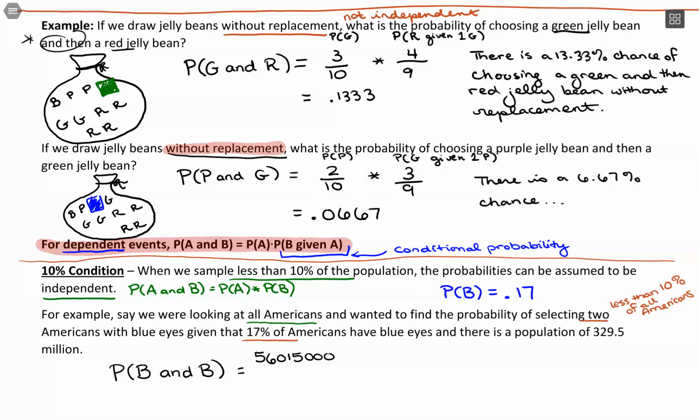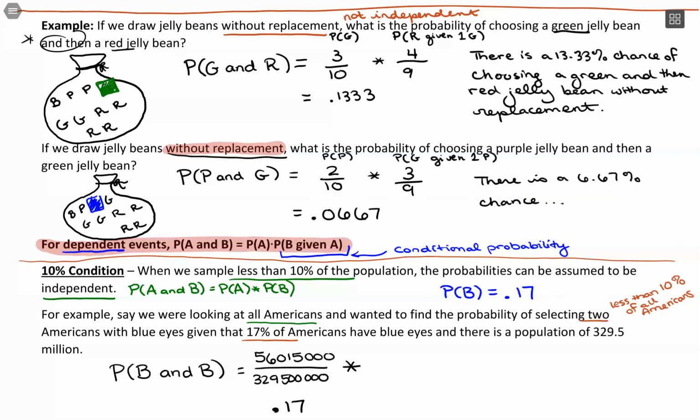56,015,000 Americans with blue eyes out of the 329.5 million Americans. So that right there is our 17%. That's what it would equate to. So we would have this for our first event, probability of choosing a person with blue eyes.